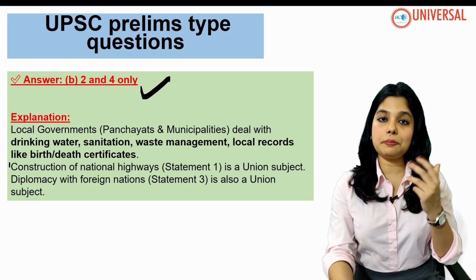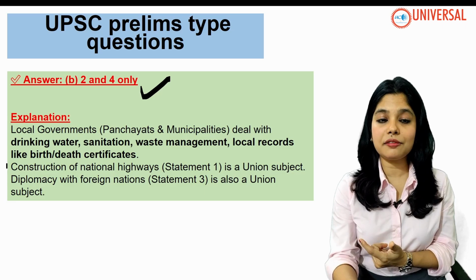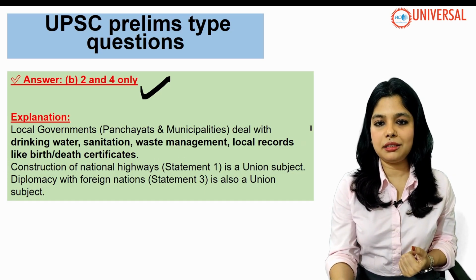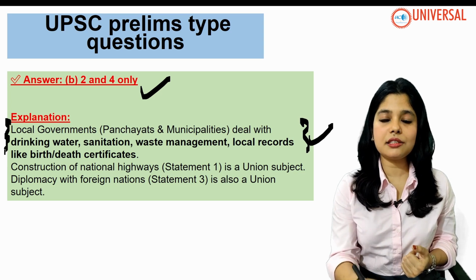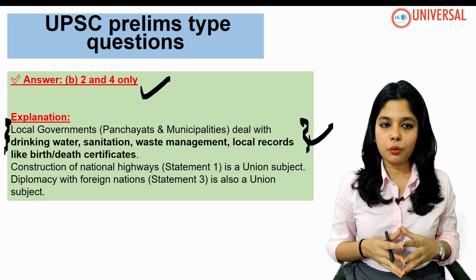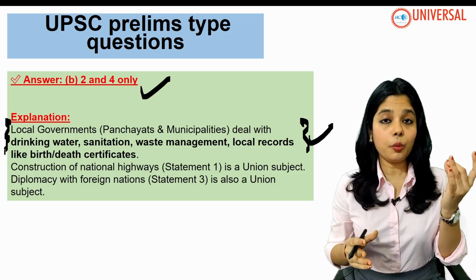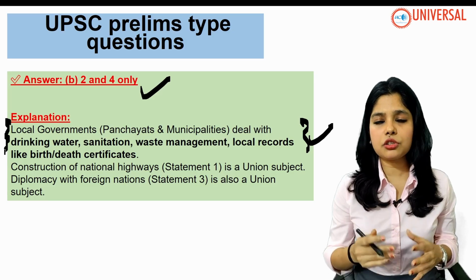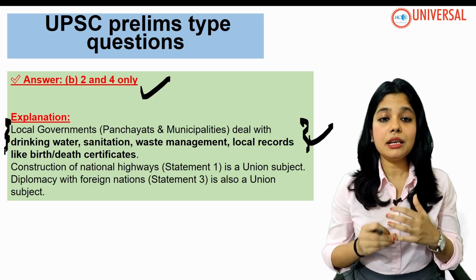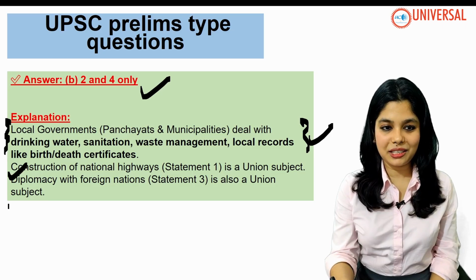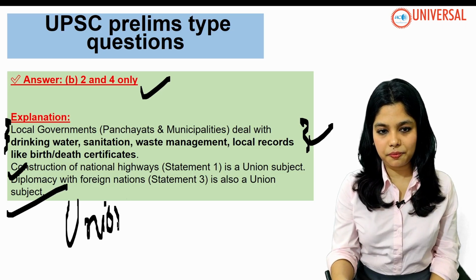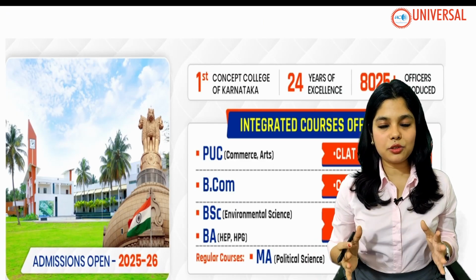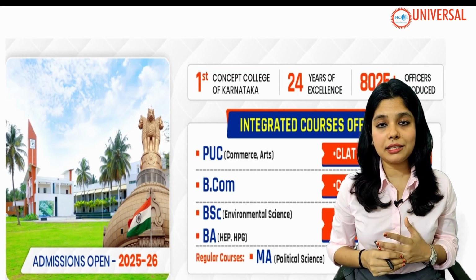The local government, that is Panchayati Raj and municipalities, deal with drinking water, sanitation, waste management, local records of birth and deaths, certificates. These are the vital things which come under local government. What are those? Drinking water, sanitation, waste management, local records, birth and death certificates. Construction of national highways is under the union government. Diplomacy is also a union subject. It's under the union and not local government. That's all, students. That's all with the first class of the NCERT Polity.